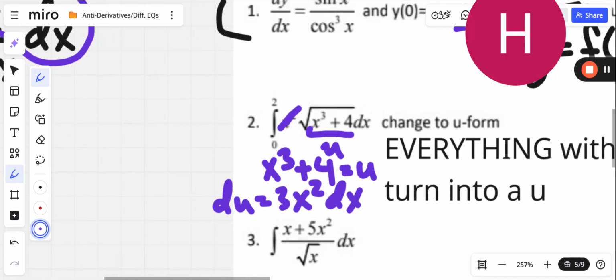So this x squared is going to get turned into something with a u. This x cubed plus 4, the whole thing is just going to become u, and the dx is going to change as well. We're going to have a du. But what else is there to change? We have to change the limits.